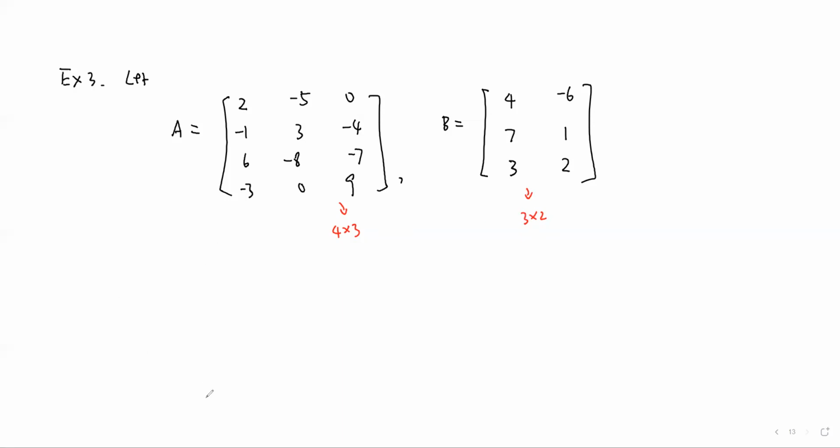Now the question is, find the entries in the second row of A times B. Now the solution. We are only required to find the second row. We don't need to find the other rows. Now, A times B.